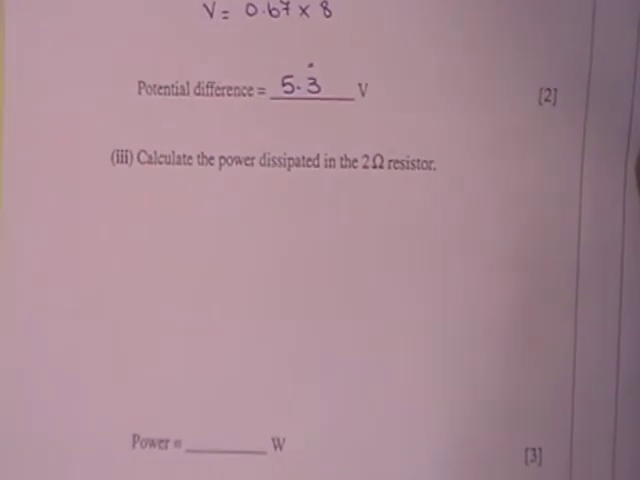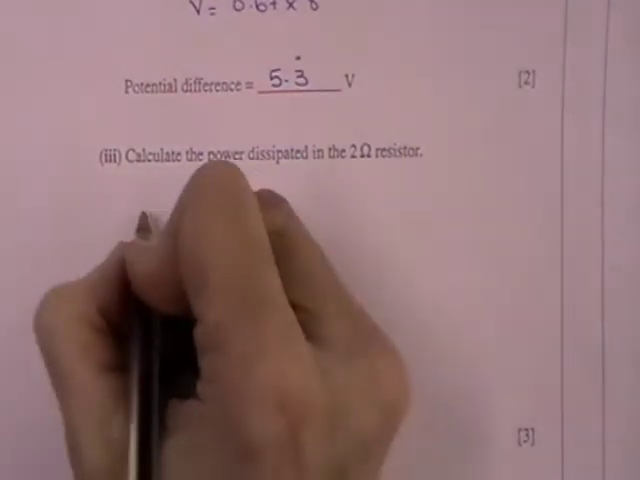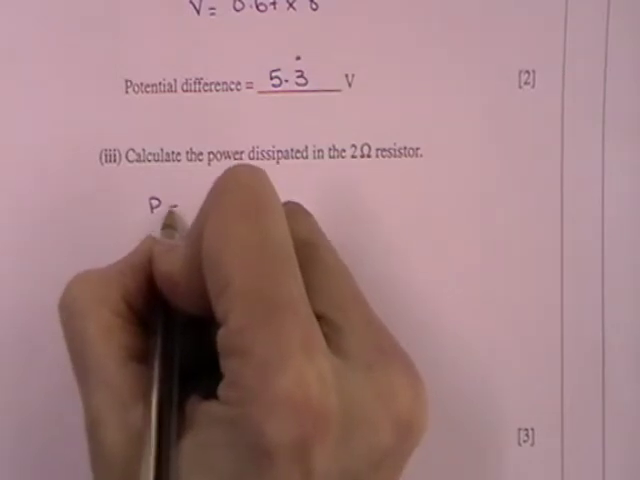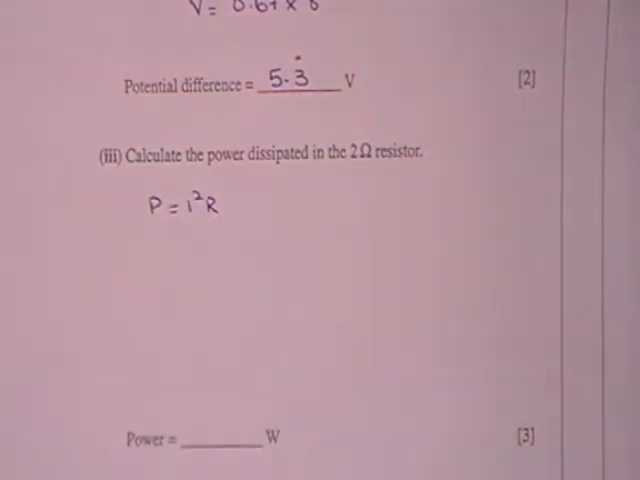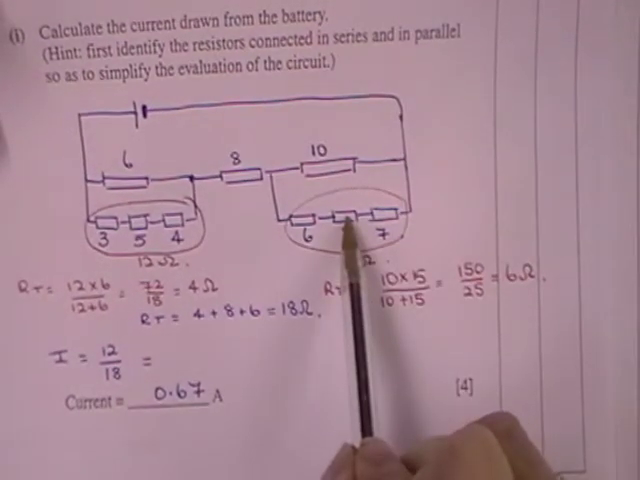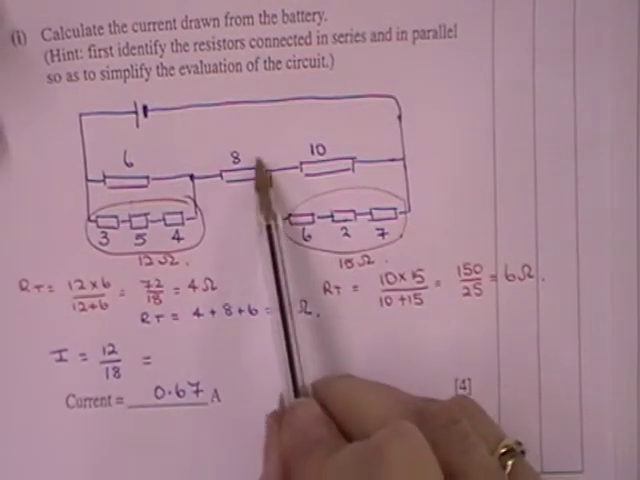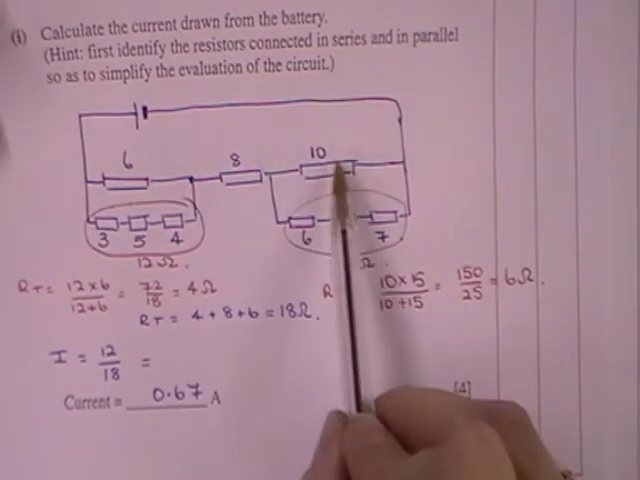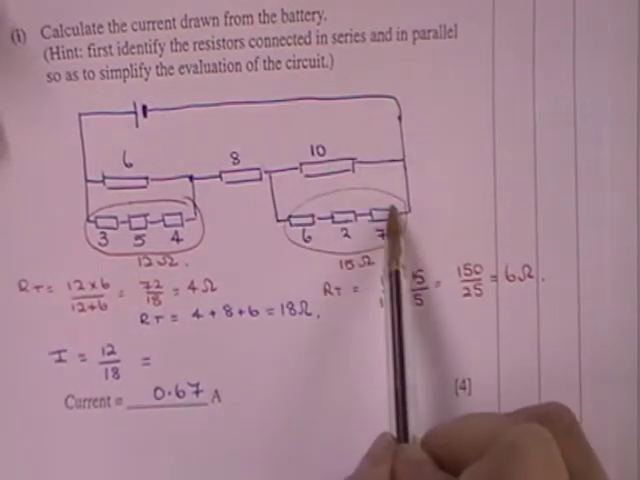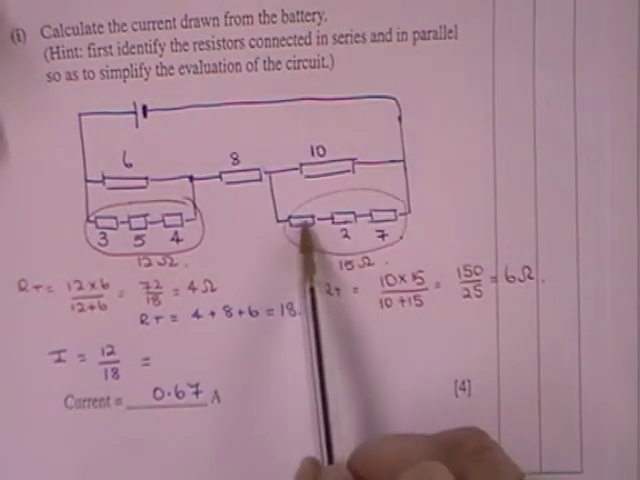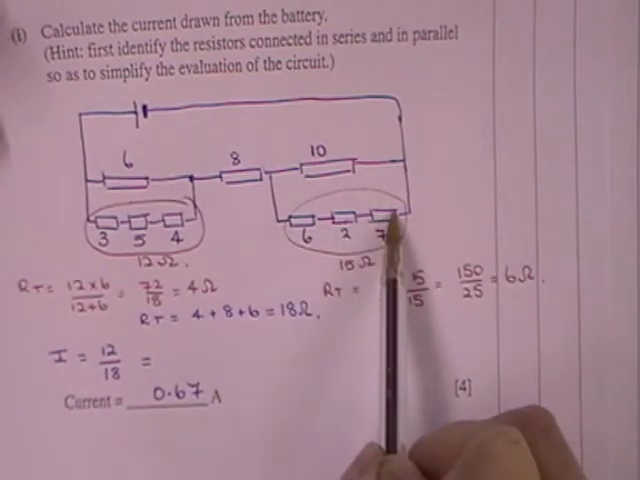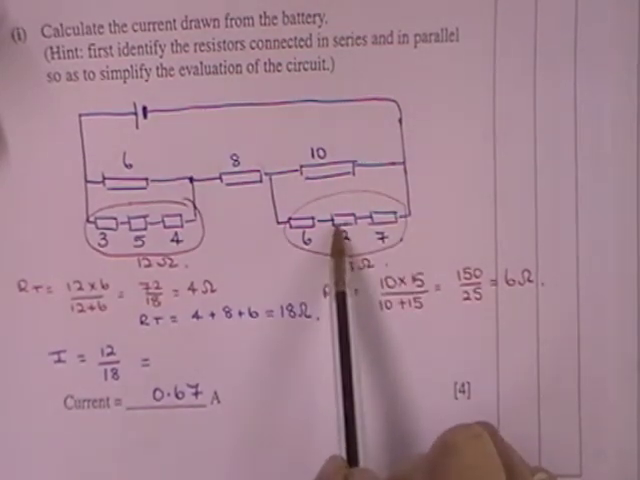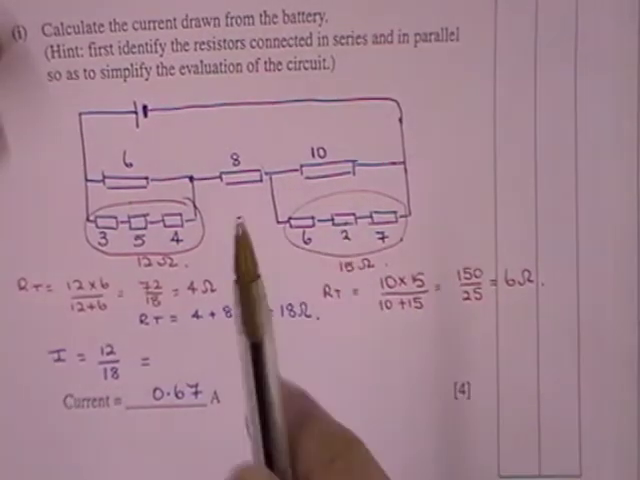Last part of the question, calculate the power dissipated in the 2 ohm resistor. So I'm going to use P is equal to I squared R. But first of all, I have to calculate the current in the 2 ohm resistor. The 2 ohm resistor is in that parallel part here. If you look at this in here, okay? So we know there's 0.67 amps of current going in there, but first of all, we calculate our total voltage here. Then we can find out the current along this line, and that's the current going through our 2 ohm resistor.